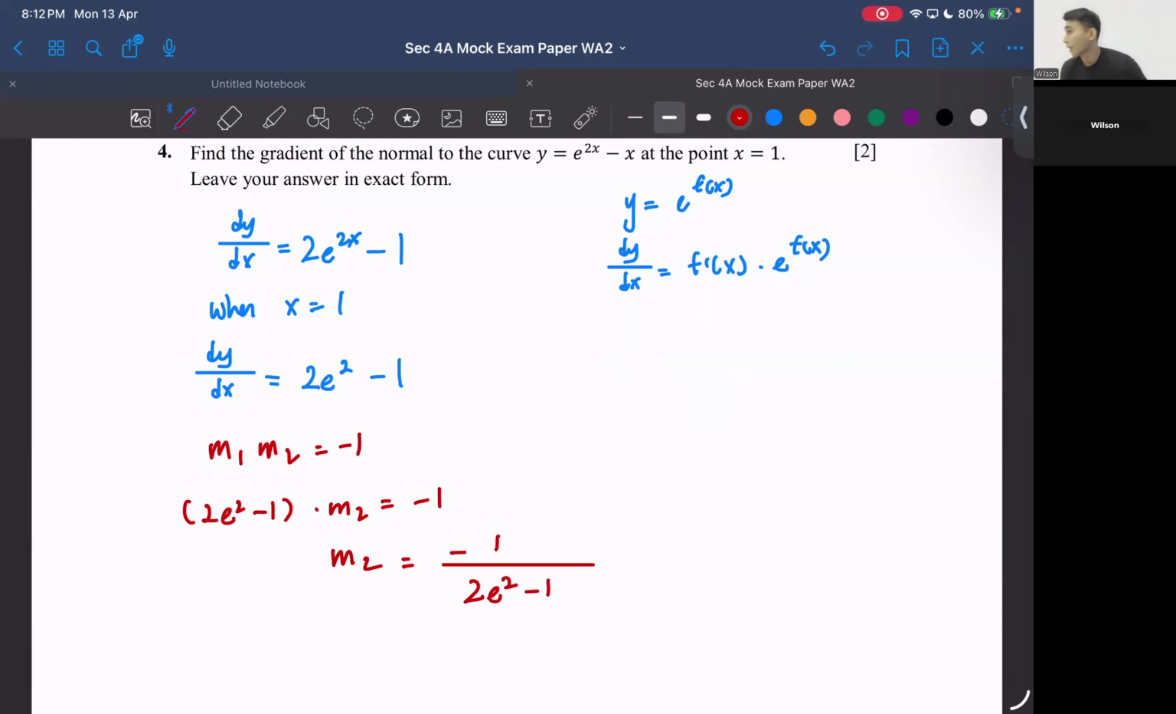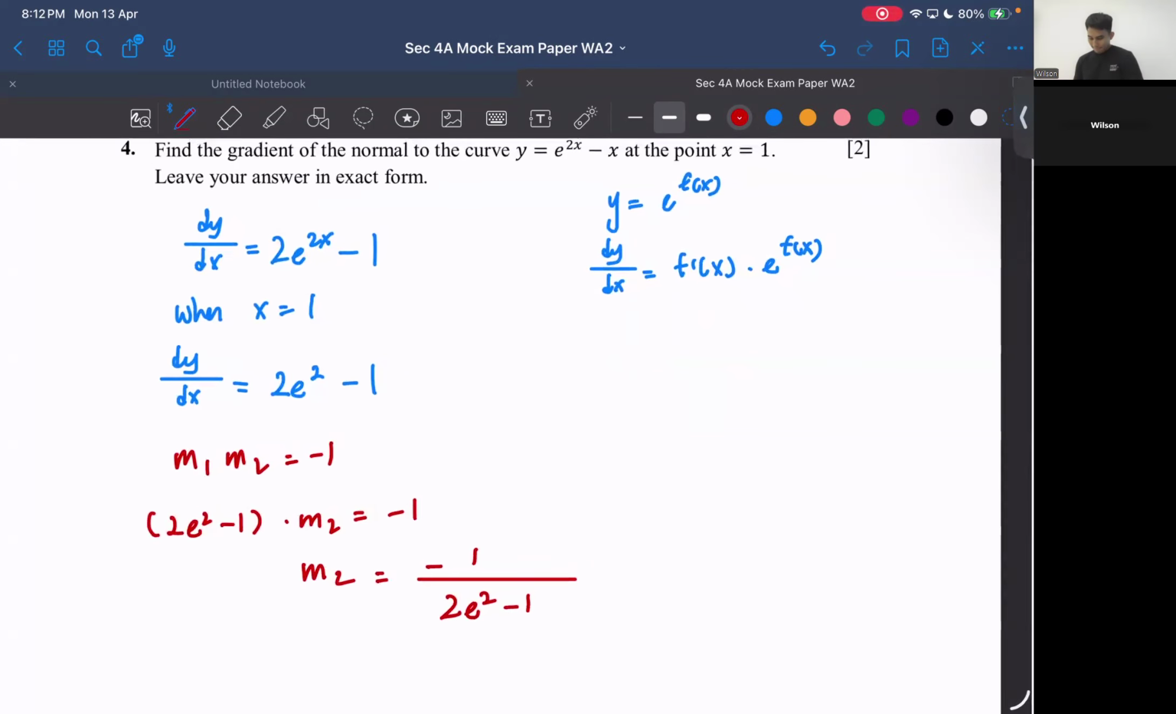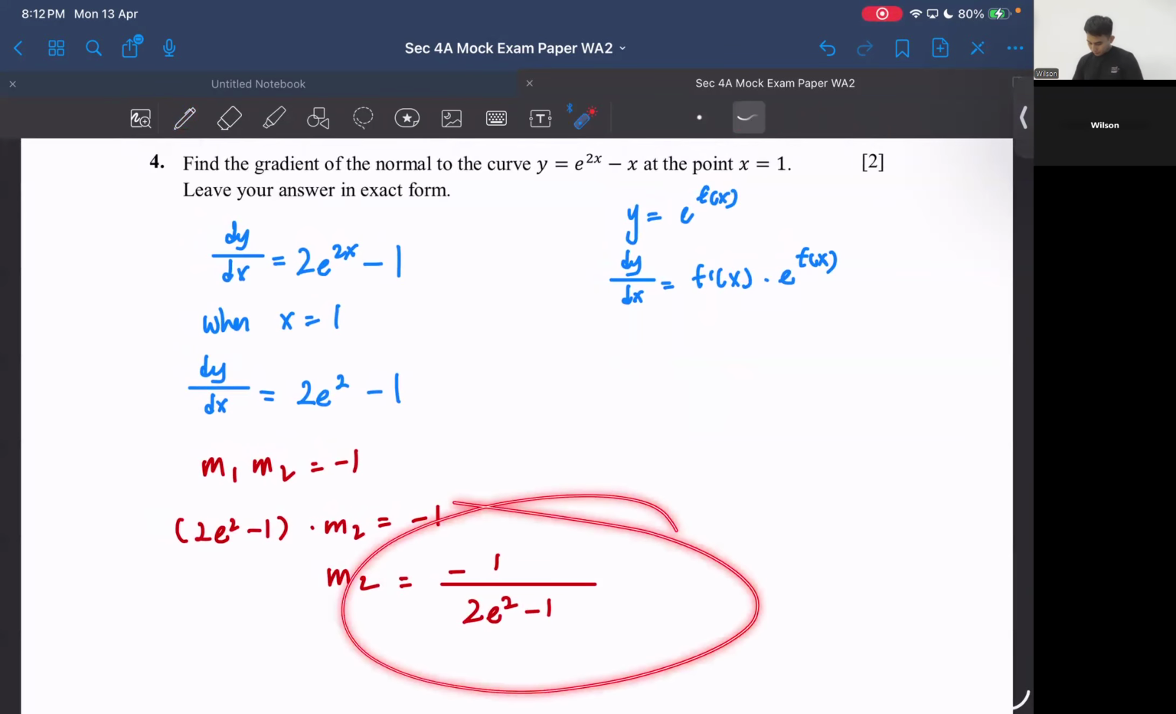Okay, everybody managed to get that. Okay, very good. This is exact form, by the way.